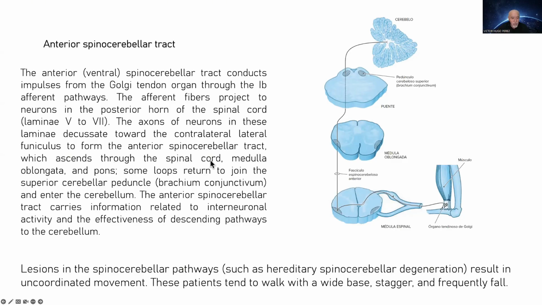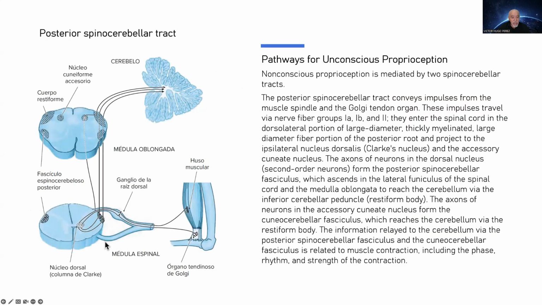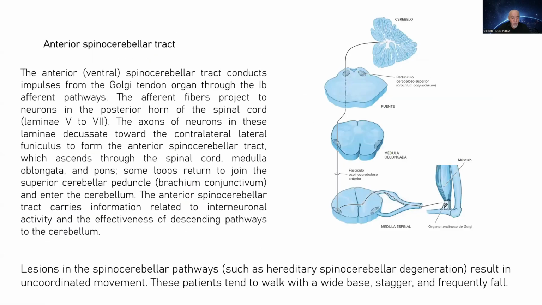The axons of neurons in these laminae decussate toward the contralateral funiculus to form the anterior spinocerebellar tract, which ascends through the spinal cord, medulla oblongata, and pons. Some loops return to join the superior cerebellar peduncle, also known as brachium conjunctivum, and enter the cerebellum. The anterior spinocerebellar tract carries information related to interneuronal activity and the effectiveness of descending pathways to the cerebellum.